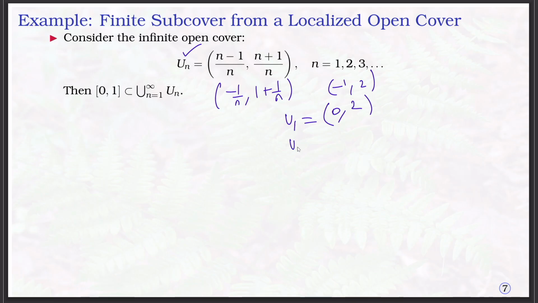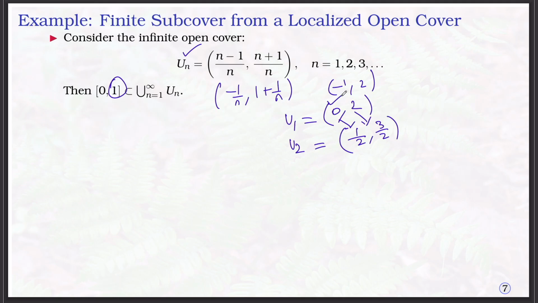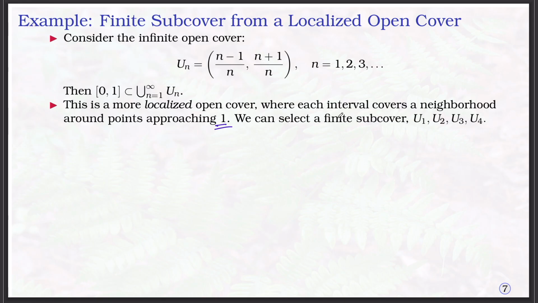Then if you are taking n as 2, you take 1 over 2 comma 3 by 2. Initially 2, then reduced to 3 by 2, then this one is increased to 1 by 2. So, this open cover is basically around the point 1. This is a more localized open cover compared with the previous one, where each interval covers a neighborhood around the point approaching 1. Here you can see this end is decreasing, this end is increasing, both are convergent to 1. So, each subinterval covers a neighborhood around the point approaching 1.